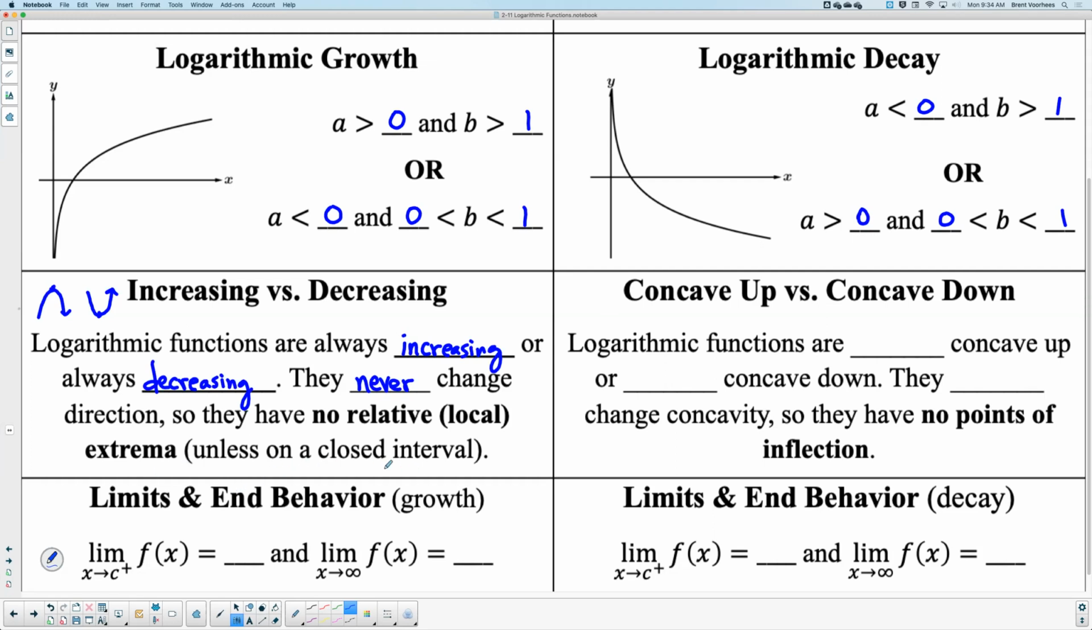Unless on a closed interval. Remember, if we cut off and said, hey, we're only looking from, say, 1 to 8, then we could say this value is a max, this value is a minimum. Okay, that's what that note means right there.